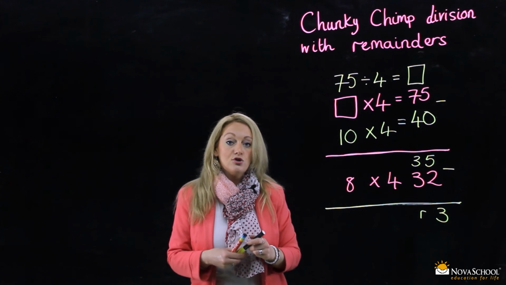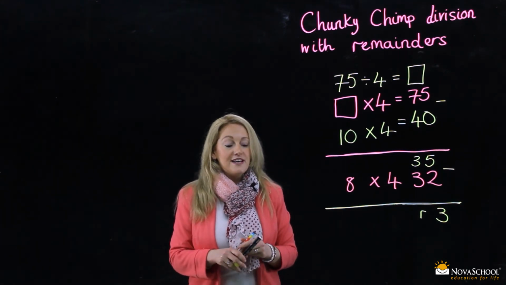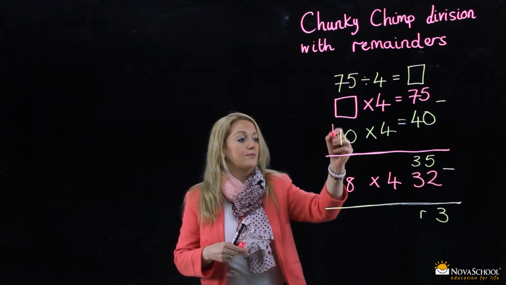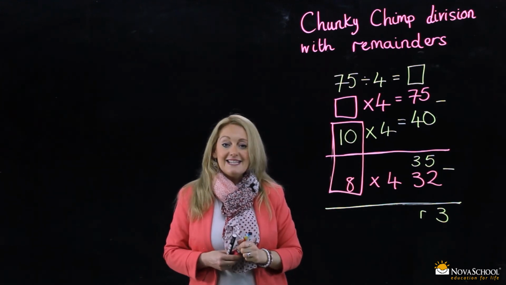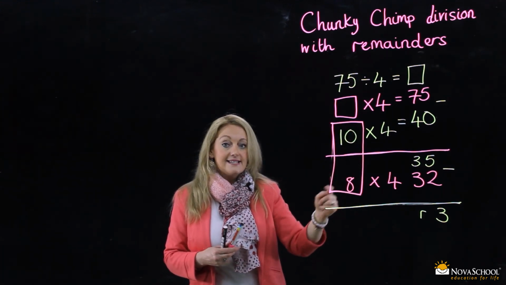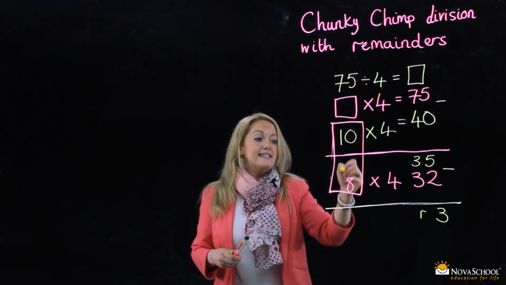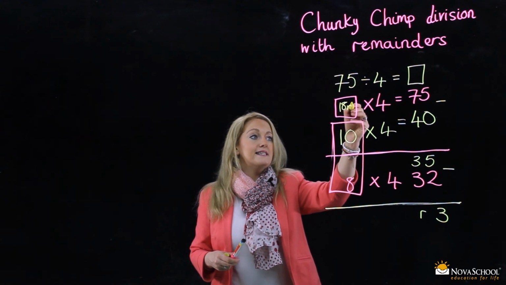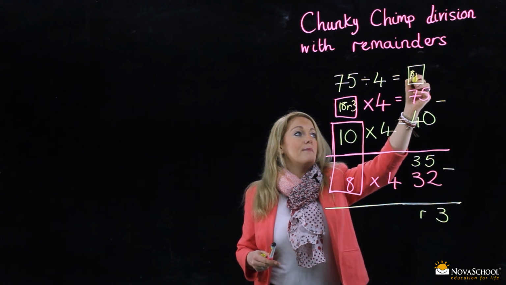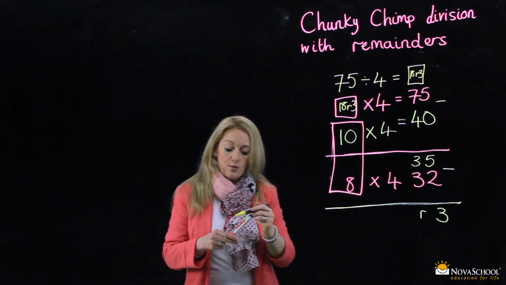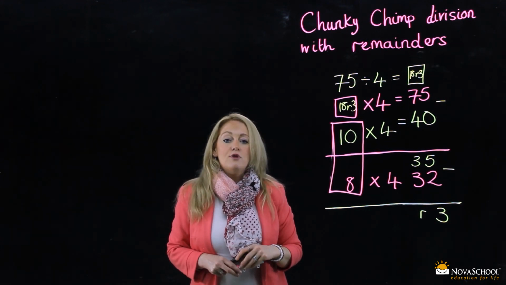That is your remainder. Now, how do I find the answer? If you remember from our first video, we circle or pop a square around these 2 digits. 18, 10 and 8. So what's our answer? Let's write it in the box. 18, remainder 3. Let's write it above as well. 18, remainder 3. So 75 divided by 4 is 18, remainder 3.